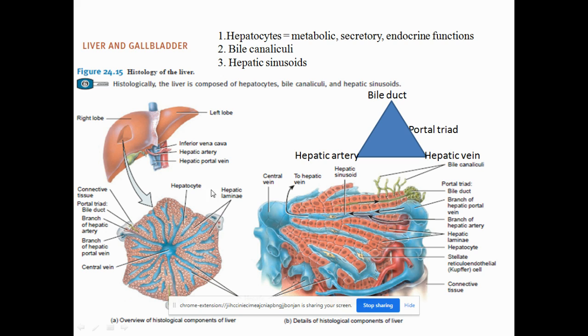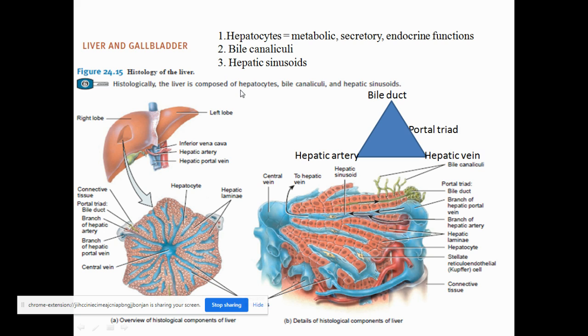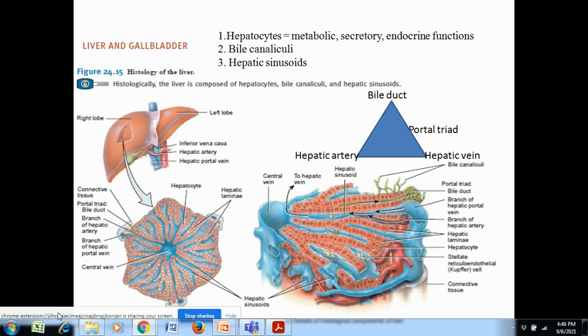You can see the picture of the liver in the form of a wheel, though the shape may not be round. It is the structure of a wheel, where the spokes of the wheel are the sinusoids. The hepatic sinusoids are the spokes of the wheel. So that is how we have to study. So histologically, the liver is composed of three different kinds of cells. What are they? They are hepatocytes, bile canaliculi, and hepatic sinusoids. So we will study this one by one.